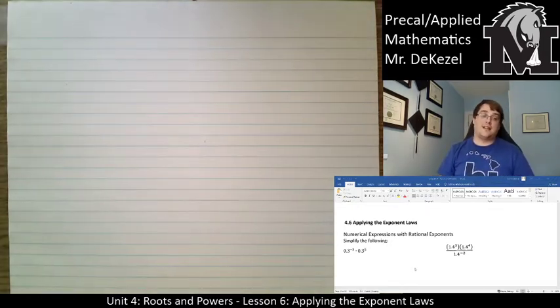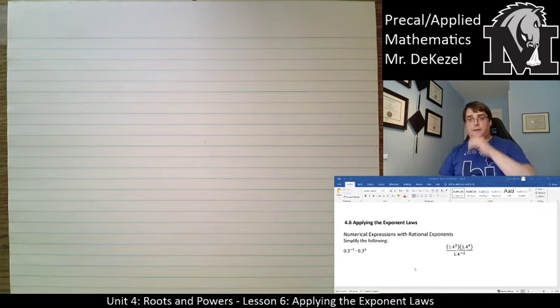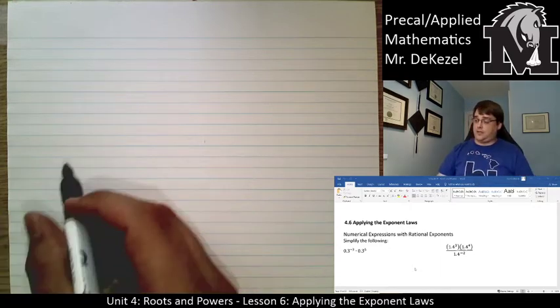This is the last lesson for Unit 4, Roots and Powers. We are going to apply the exponent laws to a whole bunch of different situations. We're going to have positive exponents, negative exponents, numbers and variables, and fractional exponents. It's going to be a whole mixed bag, and we're going to apply rules that we already know, that we've been using for the most part, to simplify as far as we can. It's a little bit of a long one, so let's just hop right into it.